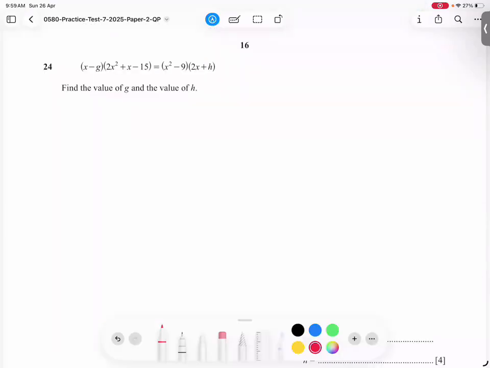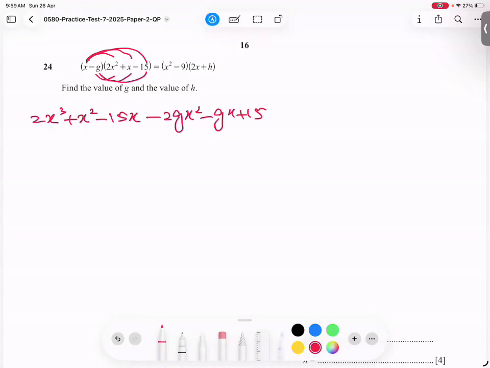Question number 24, students, we have. And if we first multiply all these values like this, I got 2x cube and plus x to power 2 and negative 15x. And now g multiplied with all values: negative 2g x square and negative gx and positive 15g.